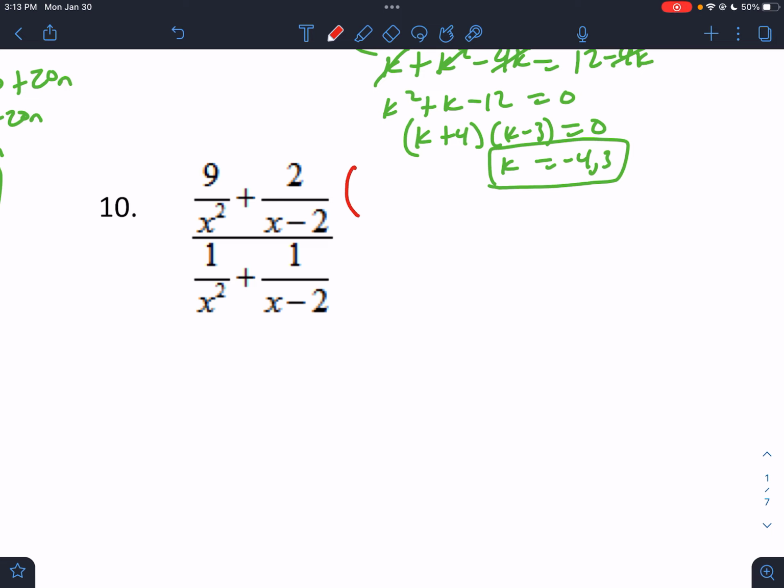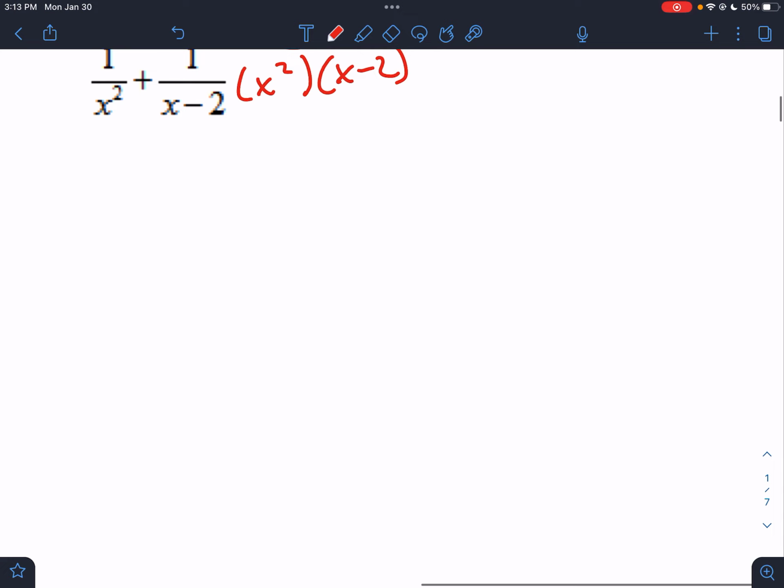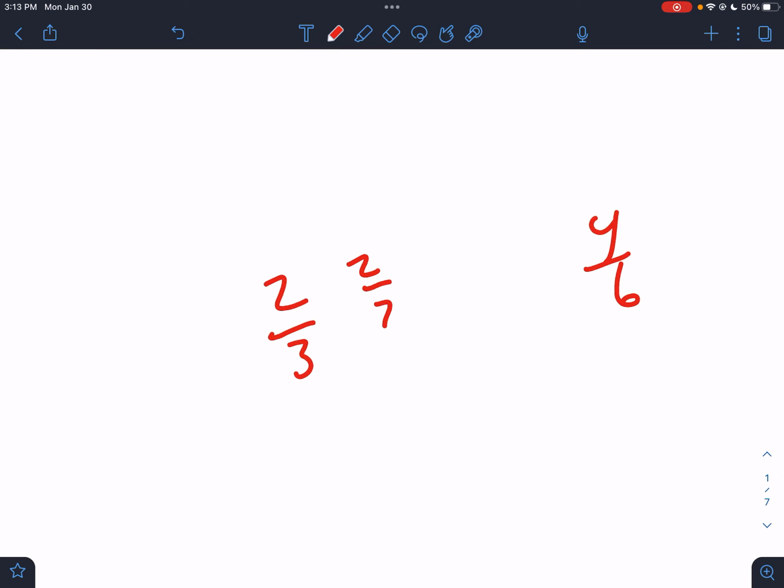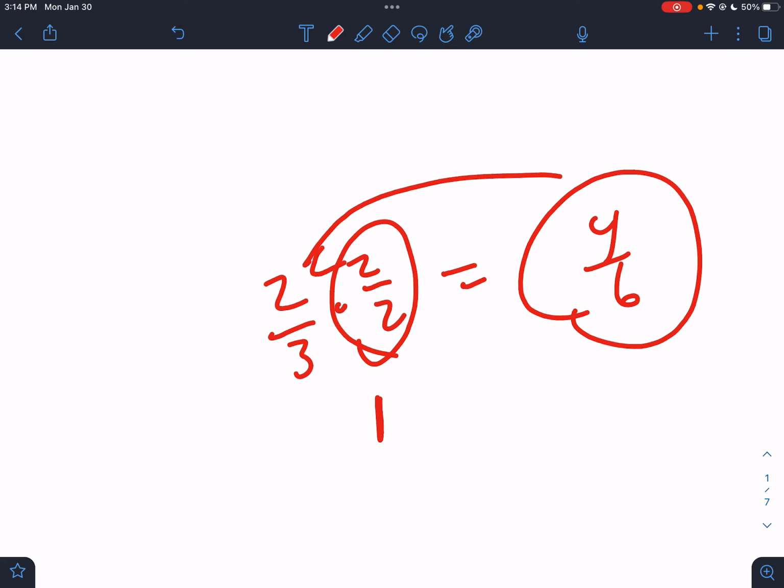So if I multiply the top by x squared times x minus 2, and I do that to the top and the bottom, we talked about this some, but what if I divide that? This is just the number 1. Real quick sidebar, because people do get confused by this. If I have 2/3, how do I make it 4/6? I do times 2 over 2, right? What is 2 divided by 2? That's just the number 1. You're doing times 1. That's why 4/6 and 2/3 are the same number. You're effectively doing times 1.